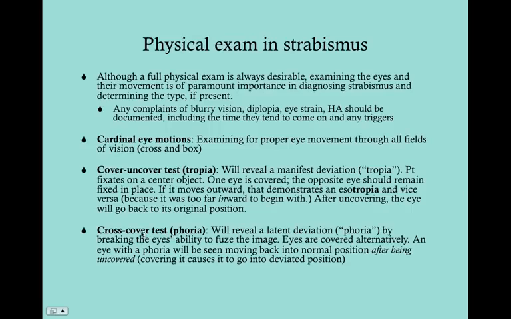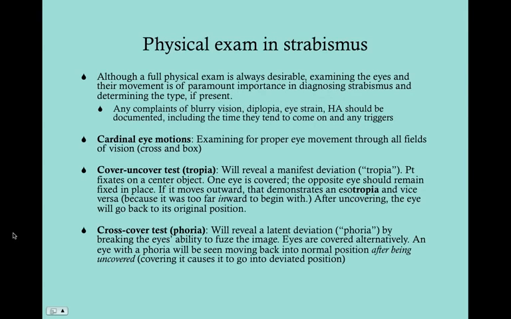The phoria is diagnosed by the cross-cover test. So what you're doing with the cross-cover test is you're having the patient look at your nose or look at something across the room, and you're alternating cover quickly from the right to the left, from the left to the right, and you're covering each eye. And what you're doing here is you're breaking the eye's ability to fuse the image into one, which they should normally be able to do.